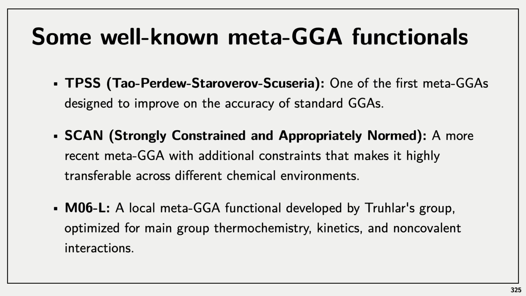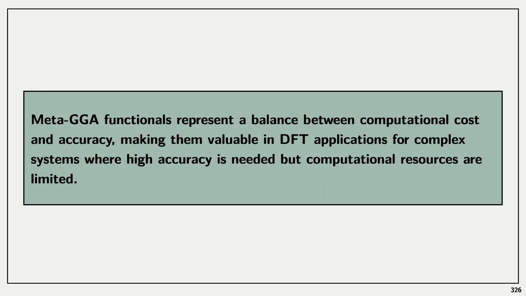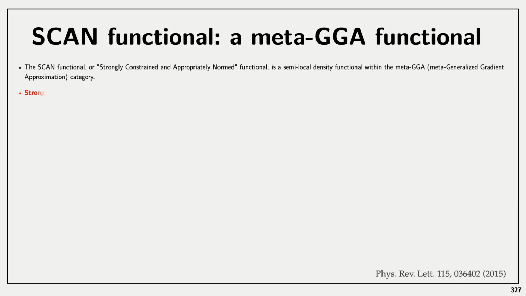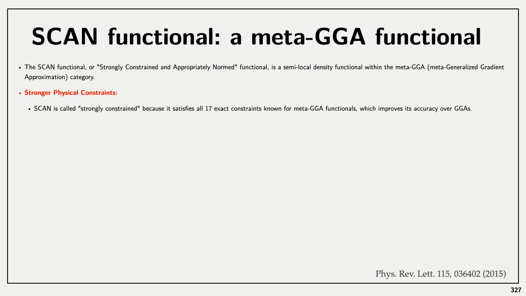So let me tell you a little bit more about SCAN. But before that, I just want to summarize that meta-GGA is a good balance between computational cost and accuracy. So that's what makes it very attractive. But let me tell you a little bit more about one particular functional, the SCAN functional. Really the strength of SCAN is that it actually obeys 17 exact constraints.